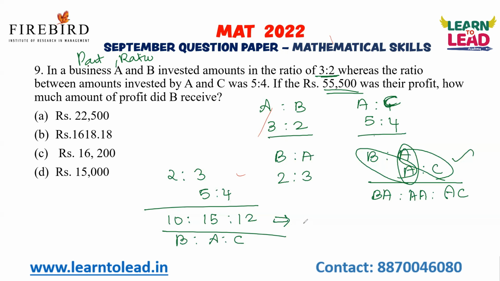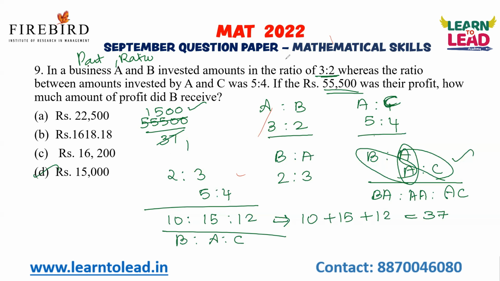If the ratio is 10:15:12, and I ask you what is the total parts, you should add all three values. 37 is the total parts. So divide this 55,500 by total parts 37. Then you'll get 1,500 as your answer. See, the value of one part is 1,500. What's the value of 10 parts? The value of 10 parts will be 15,000.